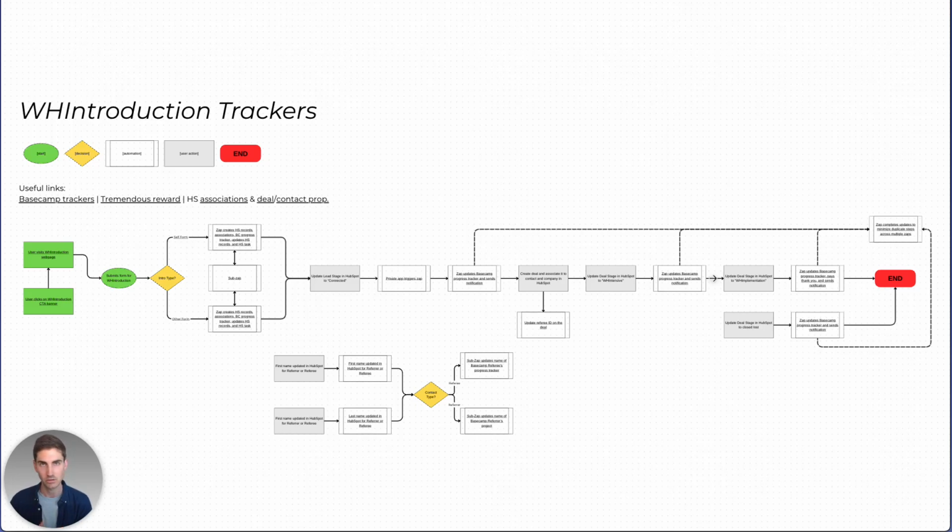Or if things don't work out with the referral and it goes into a closed lost stage, that will update the progress tracker as well. And when it updates the progress tracker, we'll also send an email notification at each one of these steps. There's a block down here in the bottom center: as the first name or last name of the referrer or the referee gets updated in HubSpot, it will go talk to Basecamp and update that information so it stays in sync in real time.